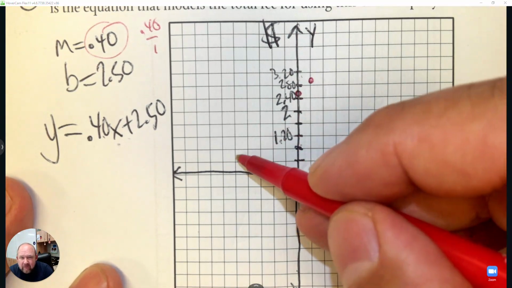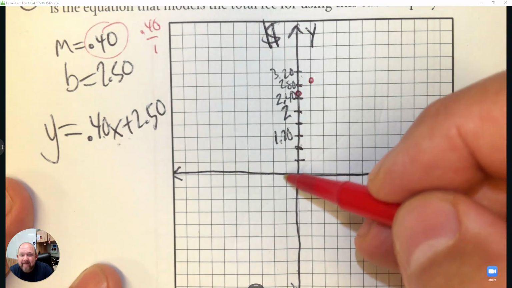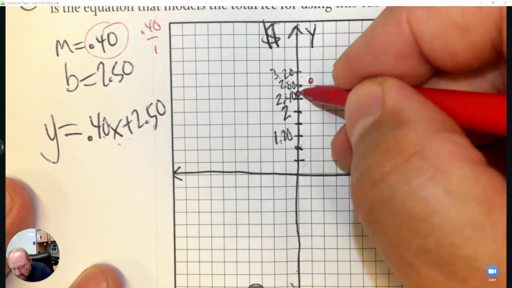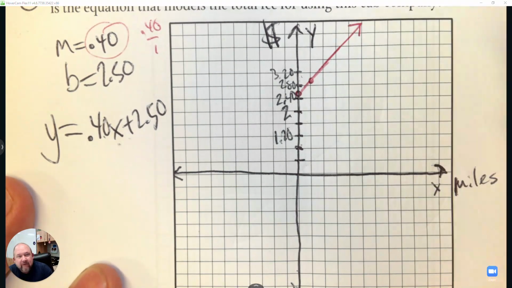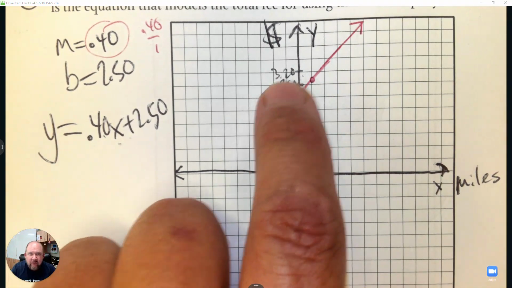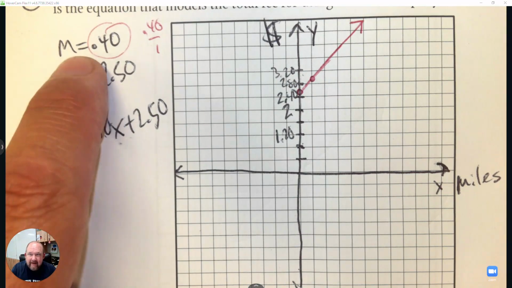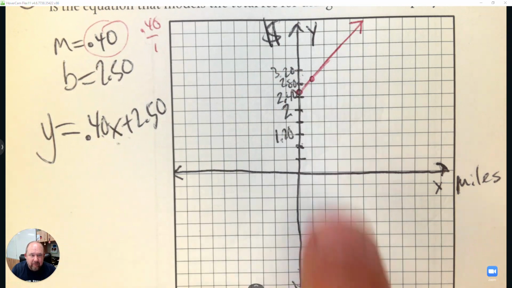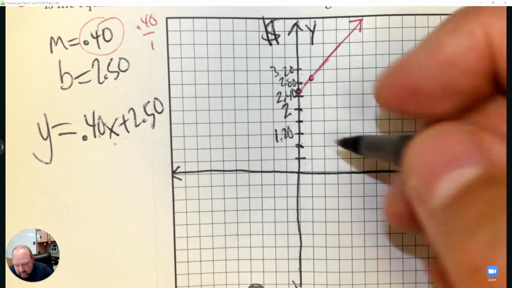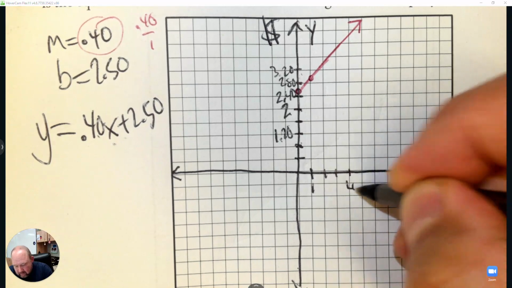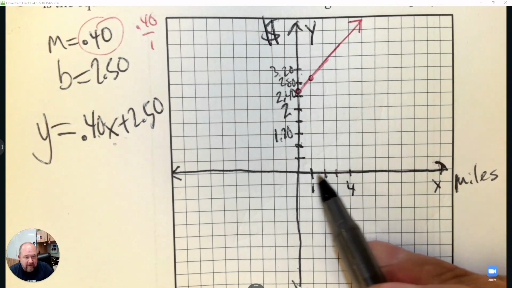Now, I'm not going to draw anything negative, so we can't have negative miles. So anything over here isn't going to happen. So it's only going this direction. There's the graph. From 0 on. So no miles at all, it's going to cost $2.50. And then every mile after that is going to be 40 cents. All of this is going to represent 1 mile. So 1 mile all the way there, 2, 3, 4, and so on. And that's going to represent each mile driven.